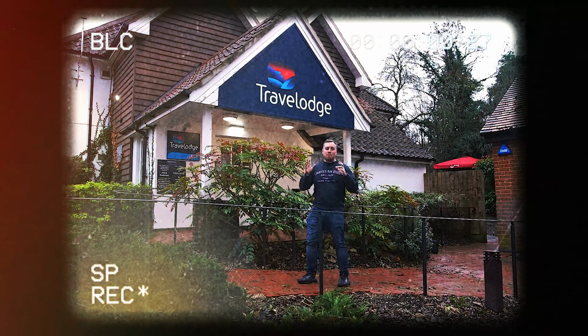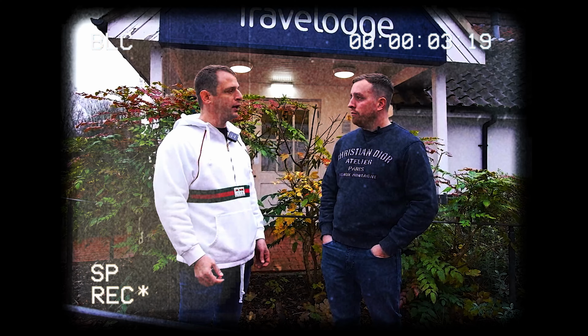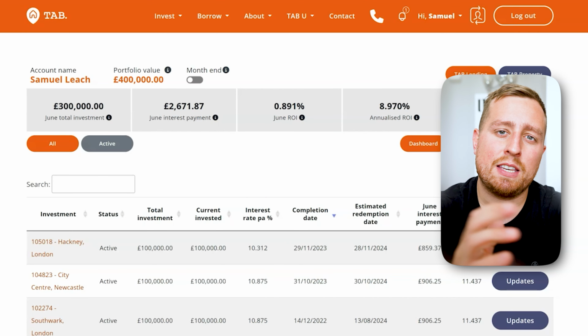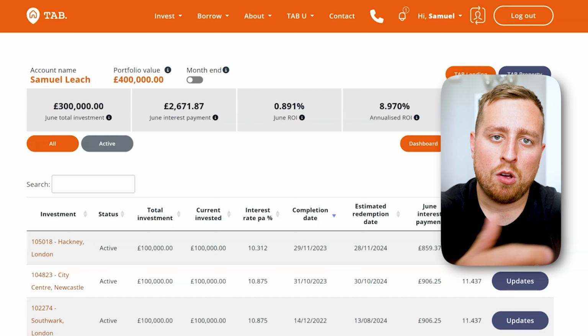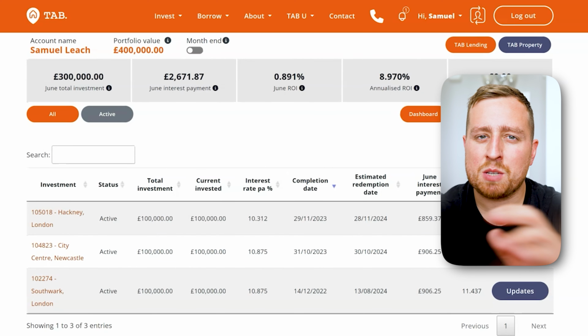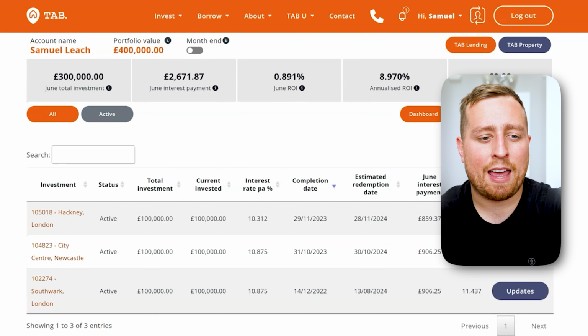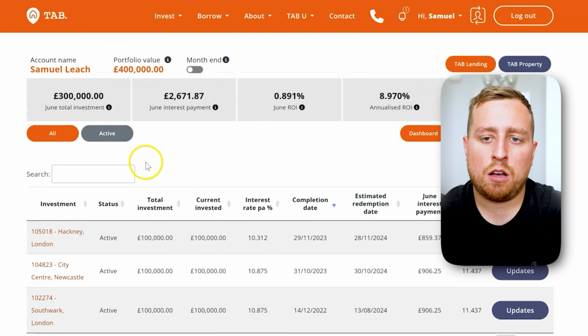As some of you guys may have seen, I've obviously been doing some investment into either bridging loans or property via TAB. My portfolio value is at 400,000 on here. You can see the different positions that I'm in, why I'm in them. I've explained previously in my video on my channel, so you can go back and have a look. But let's take the example of my Travelodge investment on TAB property.